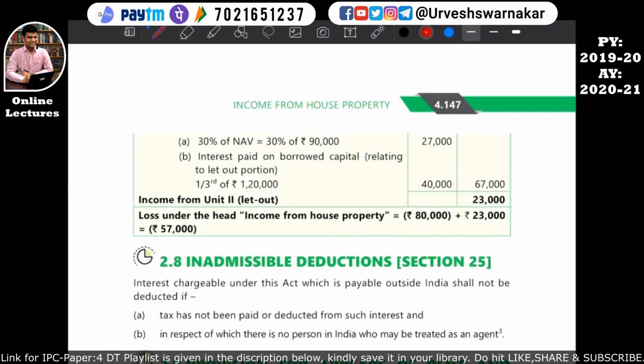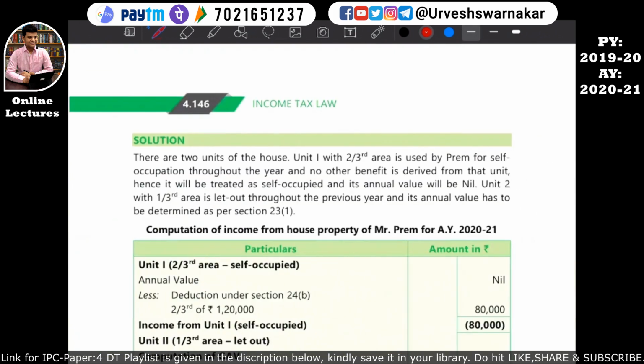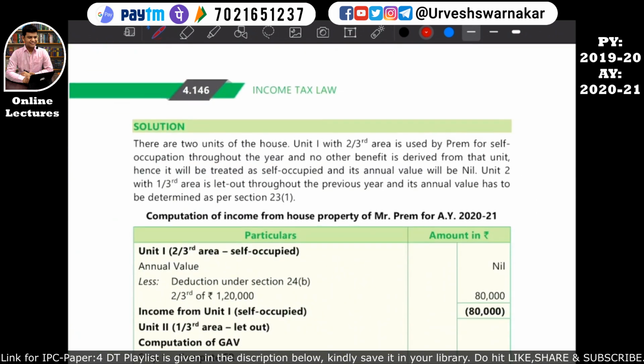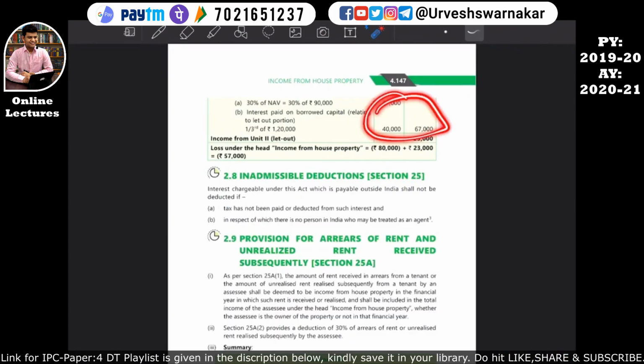So let's see the solution given in our study material. They have given the same solution only. As you can see, the annual value is calculated as 90,000, the deductions are calculated, and finally the let out portion's income is 23,000. But the loss from the self-occupied house property was 80,000, so after setting off 23,000, 57,000 loss will be carried forward. I hope this is quite clear, and here our chapter Income from House Property comes to an end completely. I hope this is quite clear to you all.